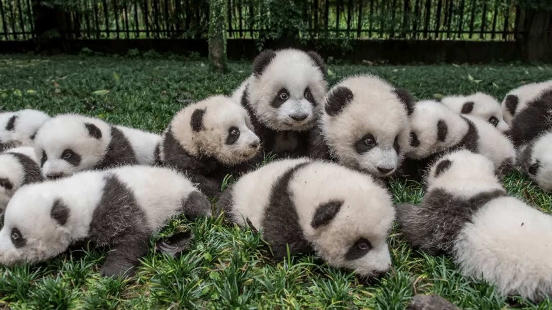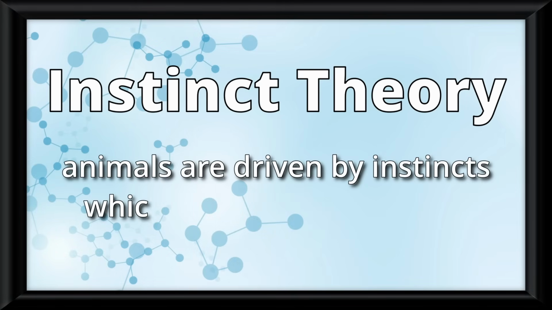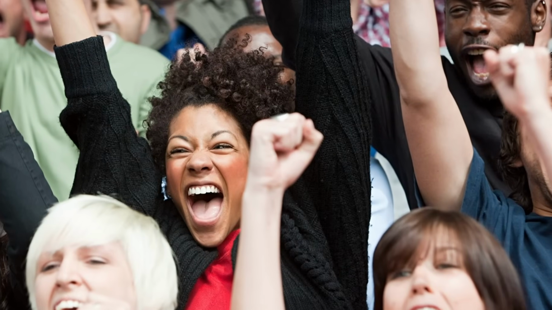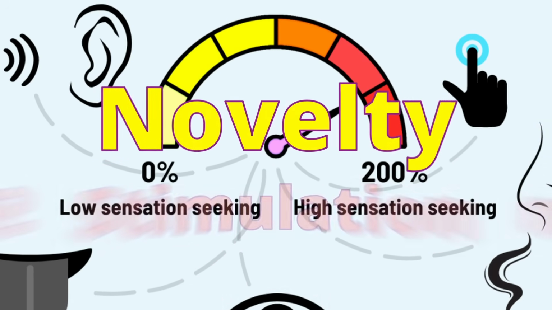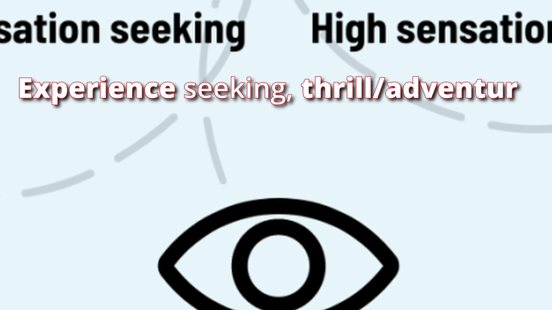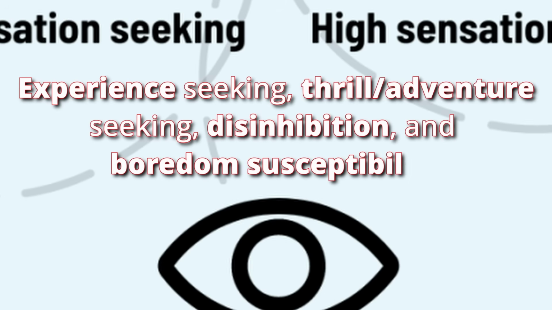But what about non-humans like animals? This is where you rely on the instinct theory, which basically says animals are driven by instincts, which are automatic fixed behavior patterns. Going back over to humans, the sensation-seeking theory explains some people are motivated by novelty and stimulation. Examples of this might be experience-seeking, thrill/adventure-seeking, disinhibition, which is acting on impulse, and boredom susceptibility.